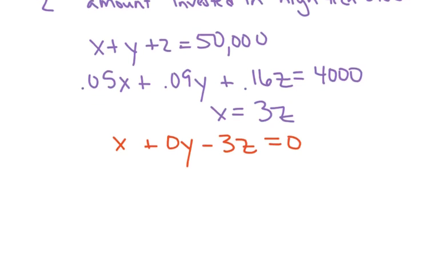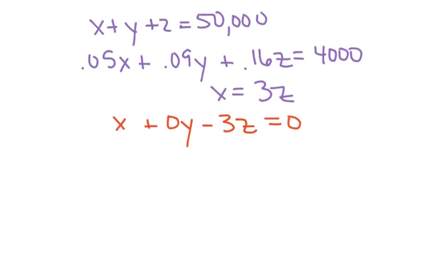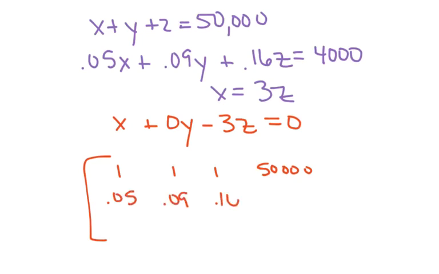Now I can create a matrix to solve this. So the first row of the matrix is going to be 1, 1, 1, 50,000. The second row is going to be 0.05, 0.09, 0.16, 4,000. And the last row is going to be 1, 0, negative 3, 0.